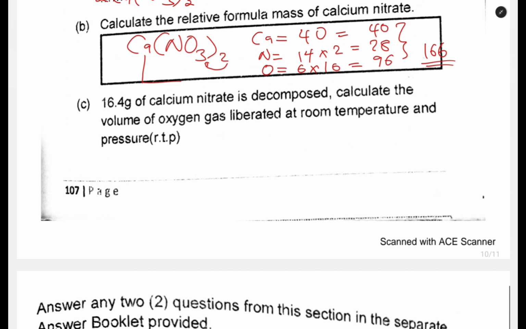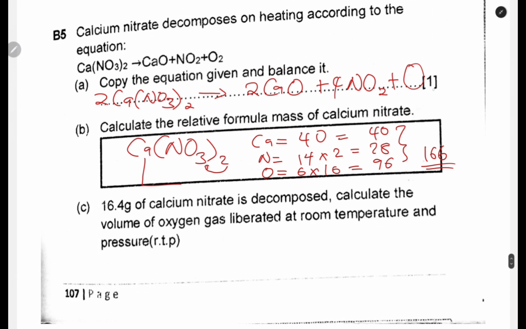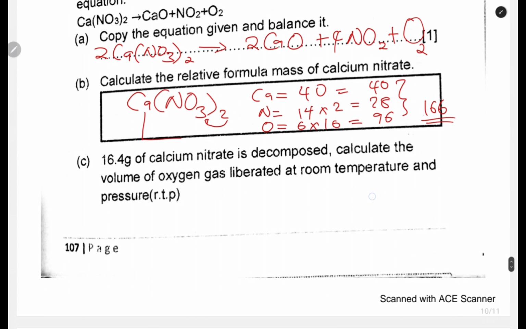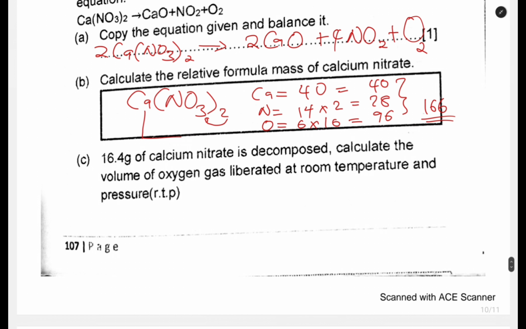Calculate the volume of a gas liberated at room temperature and pressure. So how do we calculate the volume of a gas? The gas produced is oxygen, so the gas that is liberated is oxygen. Now they are saying calcium nitrate is decomposed, which means for us to find the volume of a gas, we need number of moles and its Vm. We are told at RTP, so the Vm is sorted out, which is 24 decimeter cubic per mole.